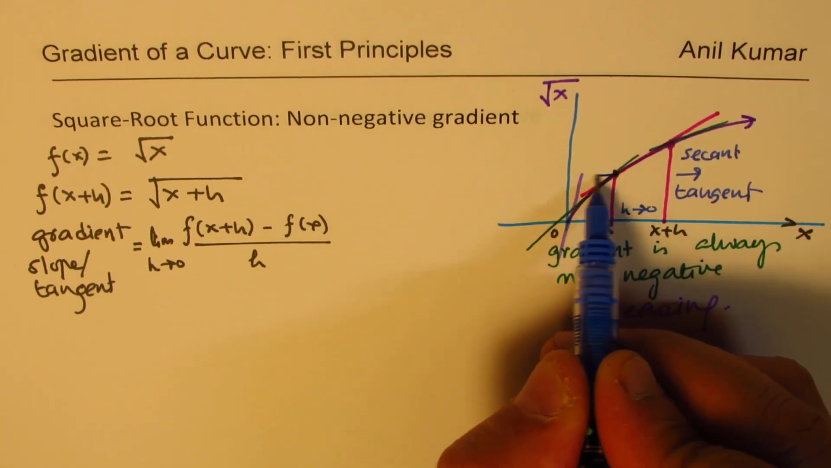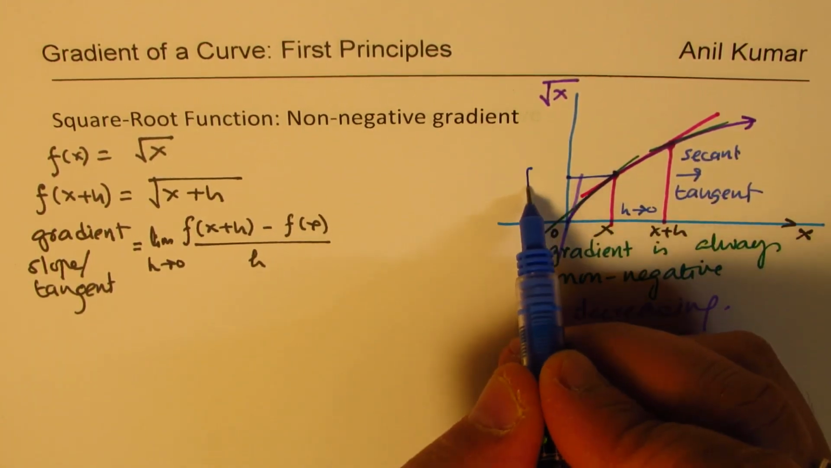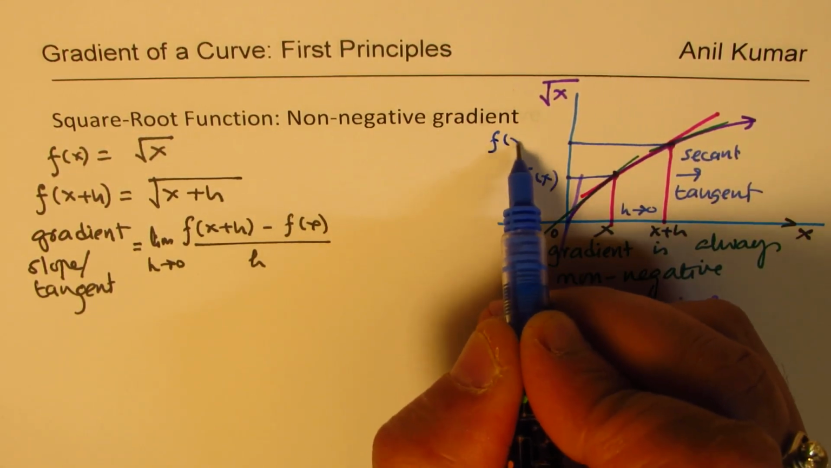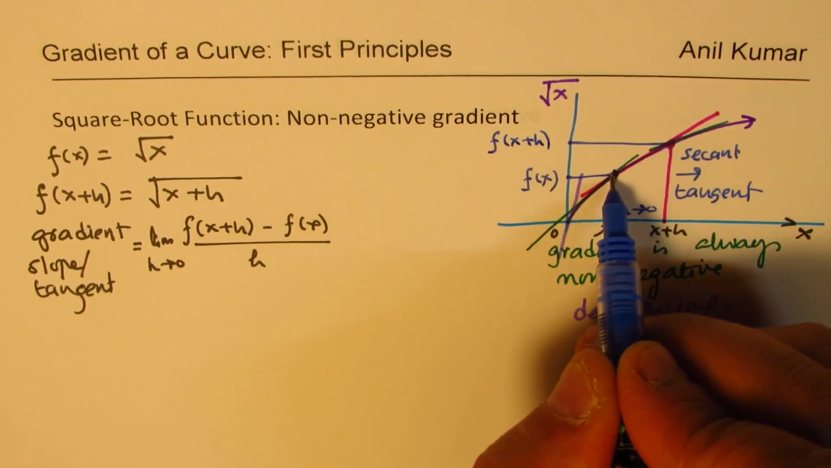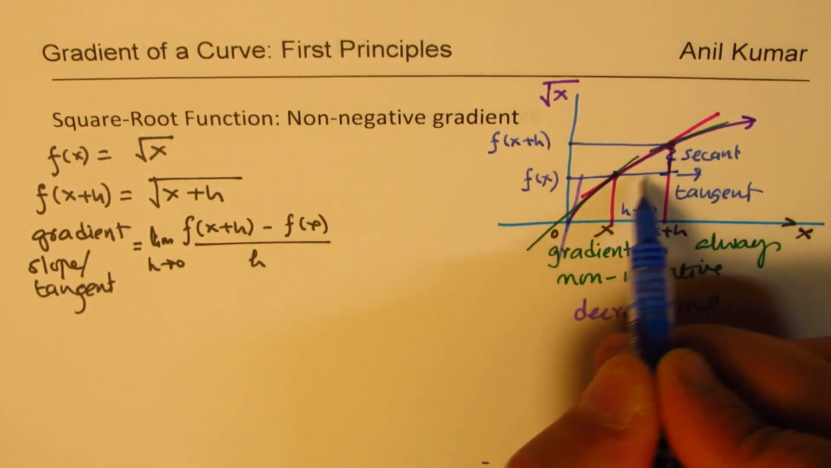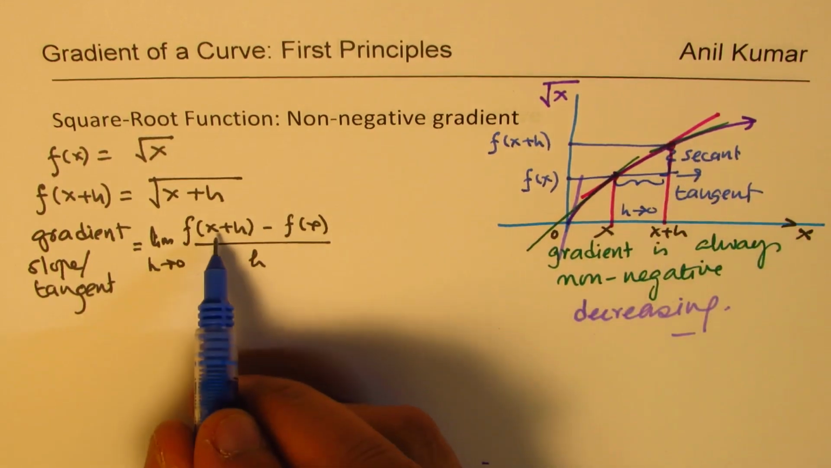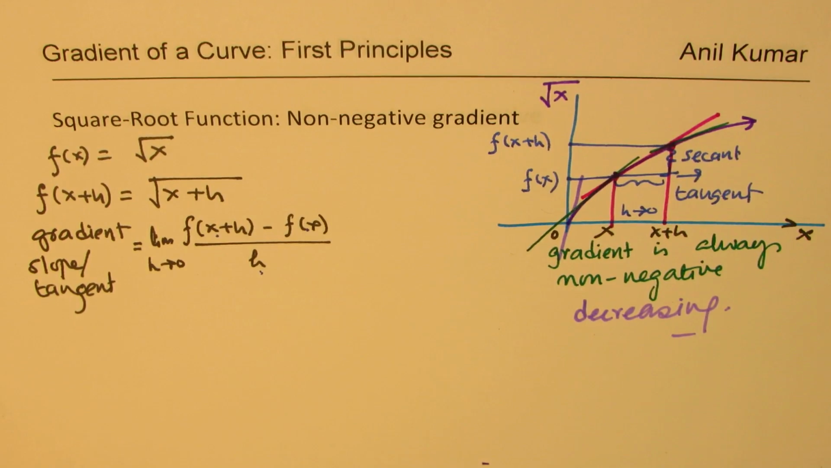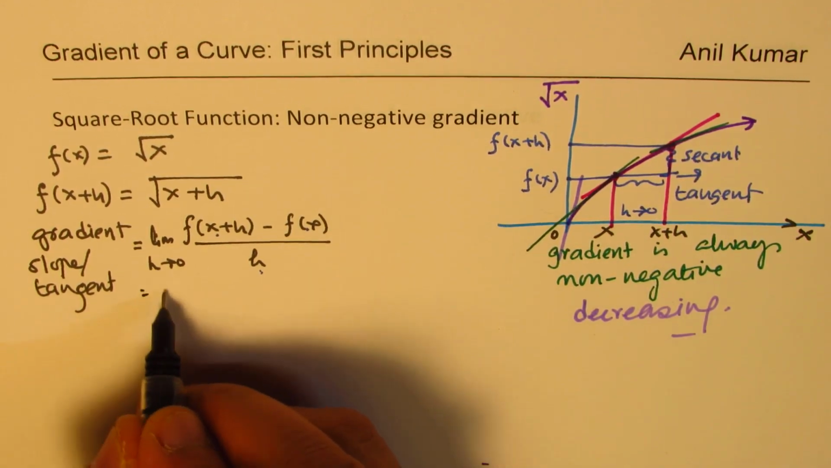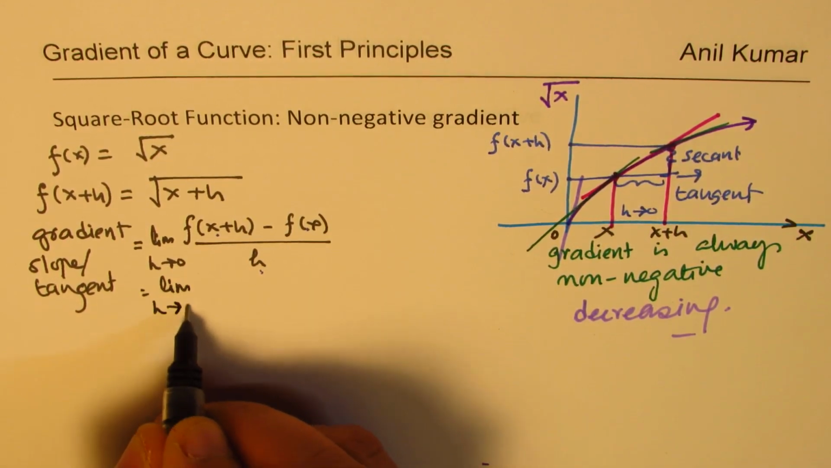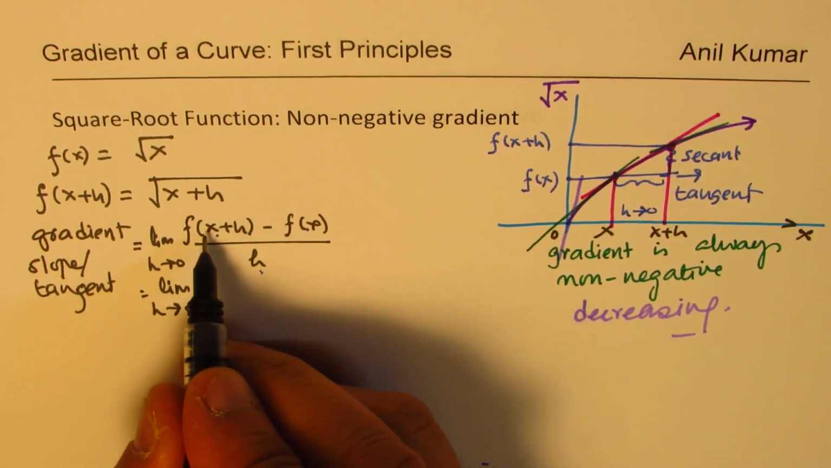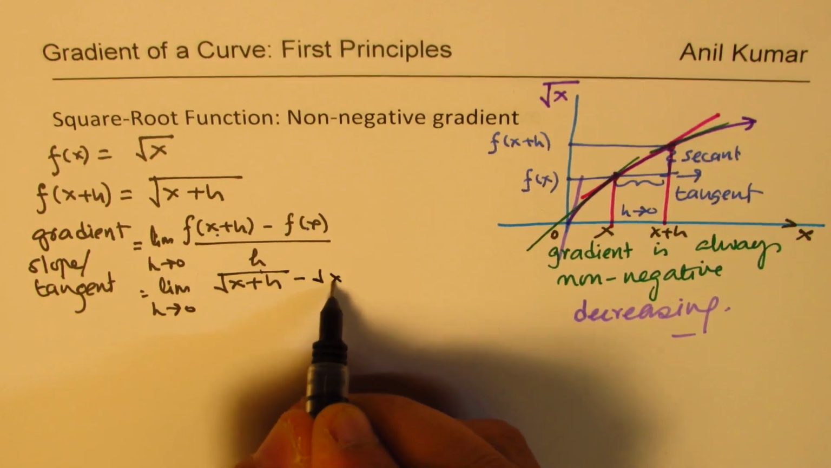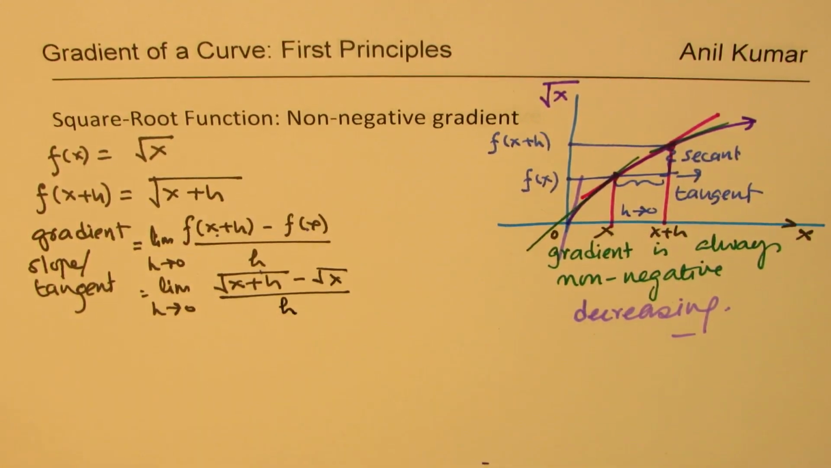So this point here, which we're talking about, is f of x. The other point here is f of x plus h. So that difference is change in y, and this difference is change in x. So that is change in y over change in x. Do you see that part? Perfect. Now, in our case, what do we get? We get limit h approaches 0. As far as the function is concerned, f of x plus h is square root of x plus h minus square root of x over h.